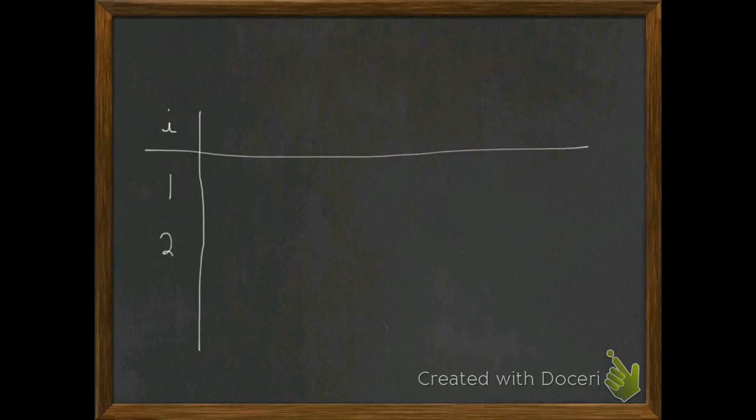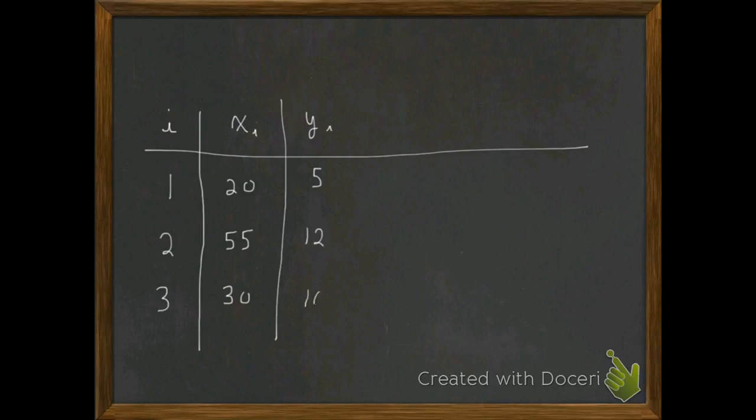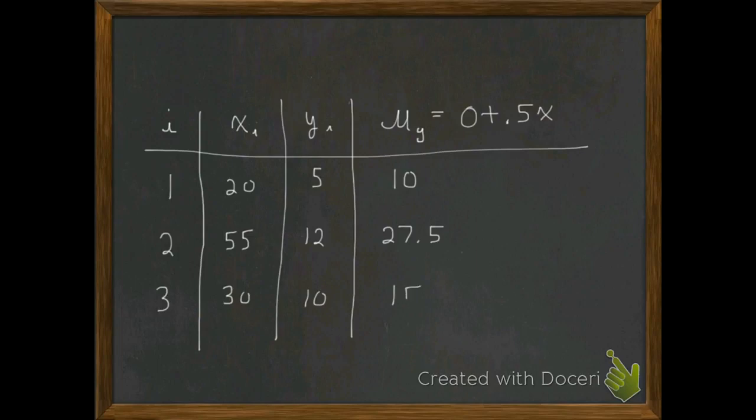Now, the first thing I would want you to do here is to think about the ith response. We have three levels that we're investigating. What we're interested in first is to find the mean response. I forget what our betas are, so this is just a matter of putting the X in this model. Clearly the mean response here would be 10, the mean response for this would be 27.5, and the mean response here would be 15.